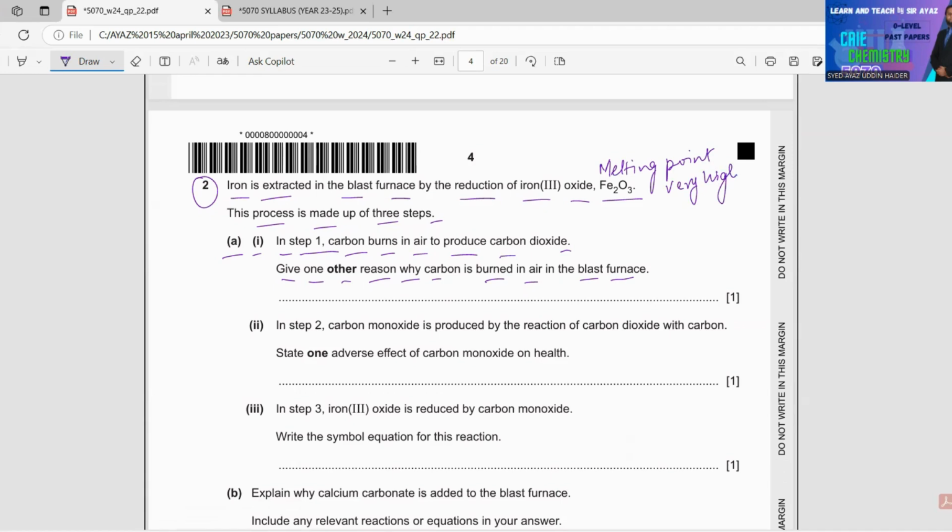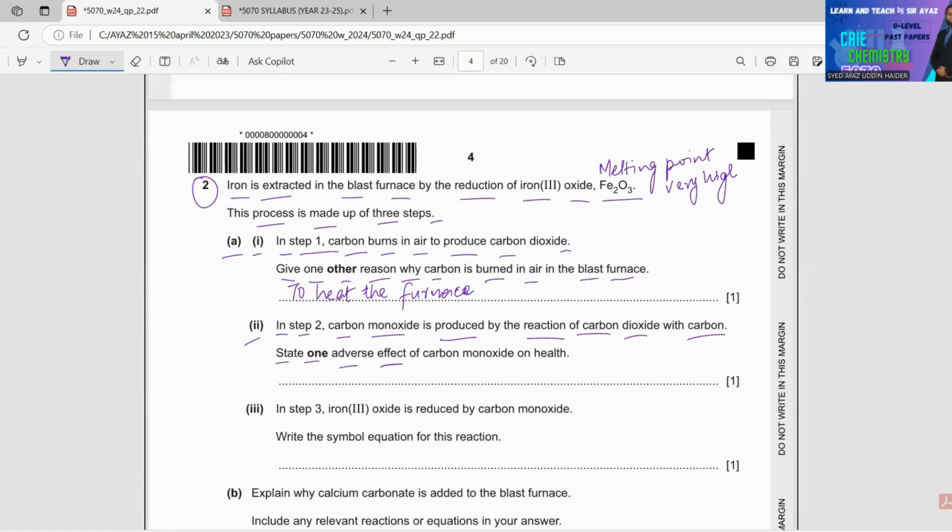So what I will write? I will write to heat the furnace. Number 2, in step 2, carbon monoxide is produced by the reaction of carbon dioxide with carbon.